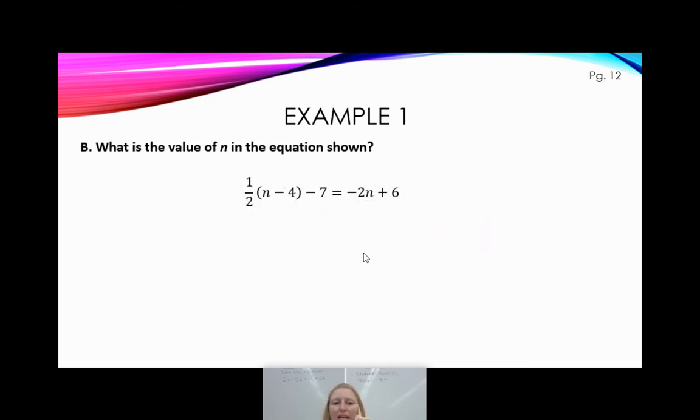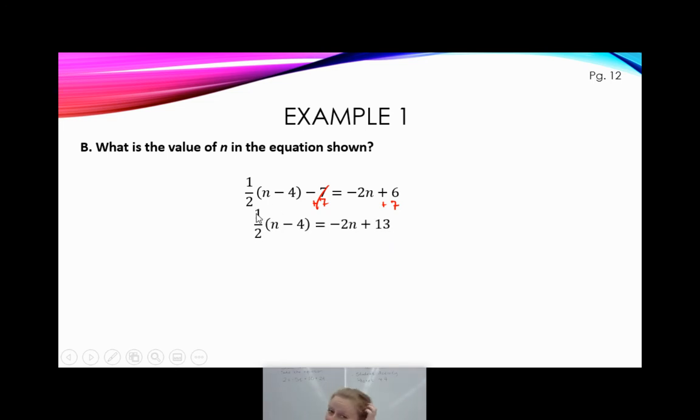What is the value of n in the equation shown? All right, well, there's a couple different ways of managing this. I hate when we have something dangling like this, though. So I'm just going to start off by adding 7 to both sides, and that way this will cancel out. And so I just have 1/2 n minus 4 equals negative 2n plus 13.